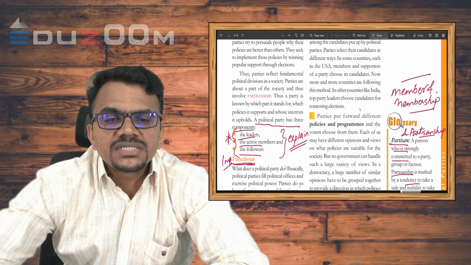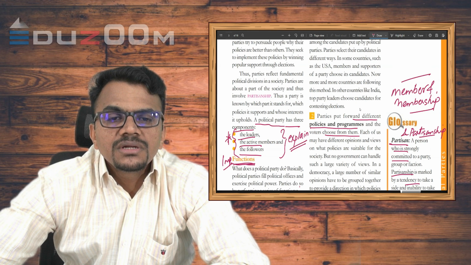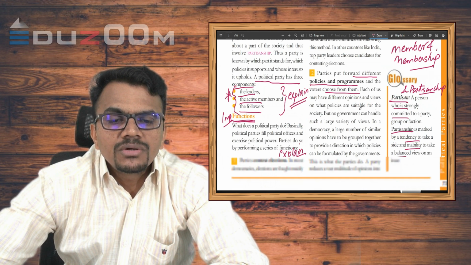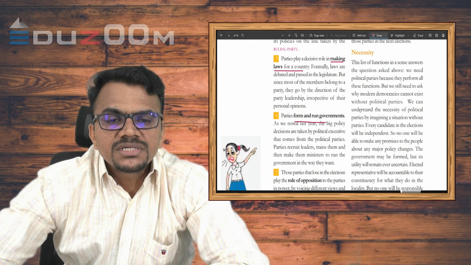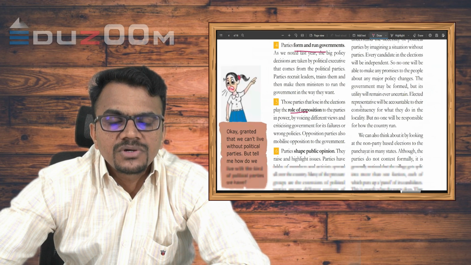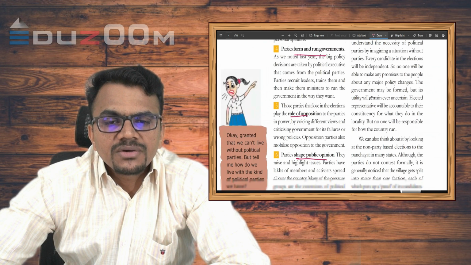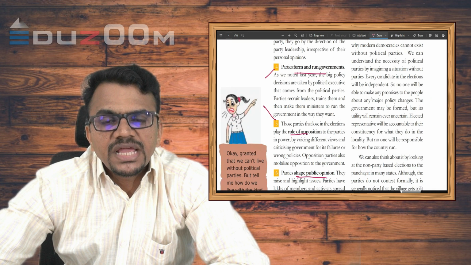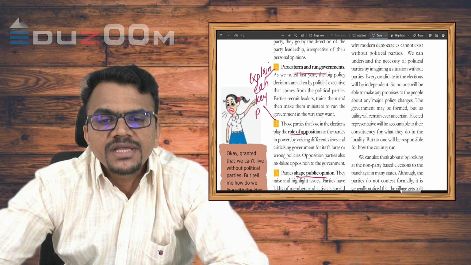Making laws for the country, forming and running the government, the role of opposition, and then they shape public opinion. They also give people access to the government machinery and welfare schemes. There are many points in your textbook, almost 7 points. So if it's a 5 mark question or 3 mark question, you should write the answer accordingly and explain each point. It's not that you write only the key point; explain each point.